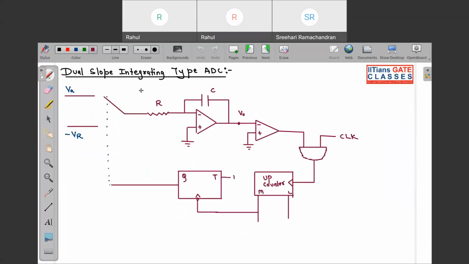So the next important thing is what? Dual slope integrating type ADC. Okay, dual slope integrating type ADC. So let us assume over here that we have a 3-bit ADC, 3-bit, or you can even assume 4-bit, okay.